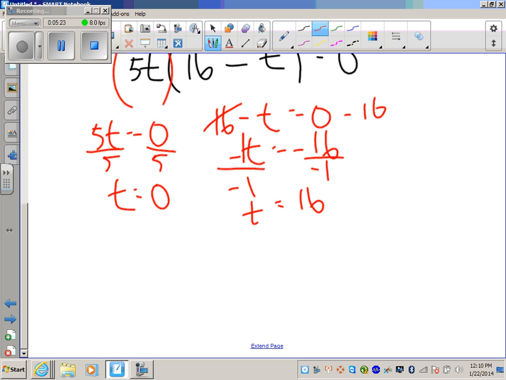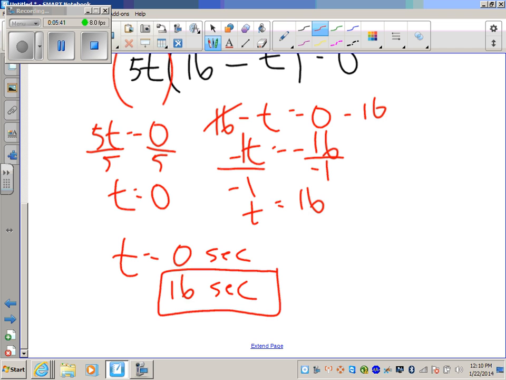The question says, after how many seconds after blastoff will it hit the ground? So my choices are 0 seconds and 16 seconds. Which one is more logical? 16. 0 seconds doesn't make any sense. If I launch this rocket from the ground, it's going to take a little bit of time for it to reach its peak and then drop down. It's not going to be 0 seconds. If it's 0 seconds, it never took off in the first place.